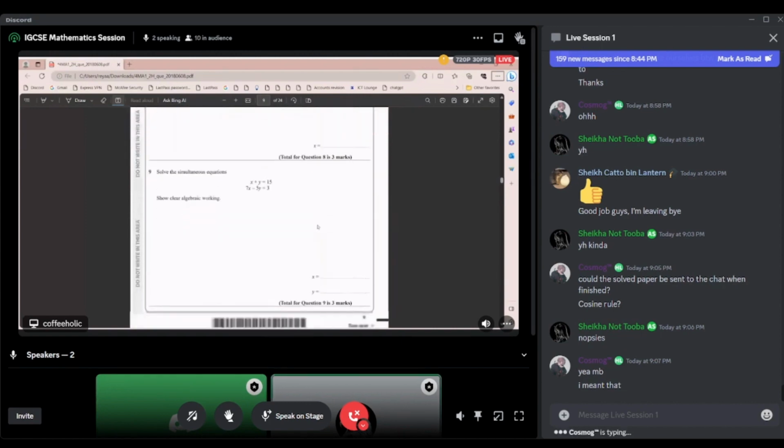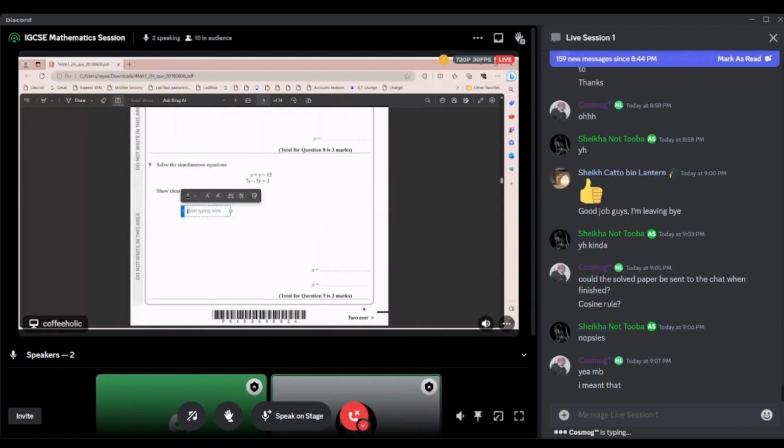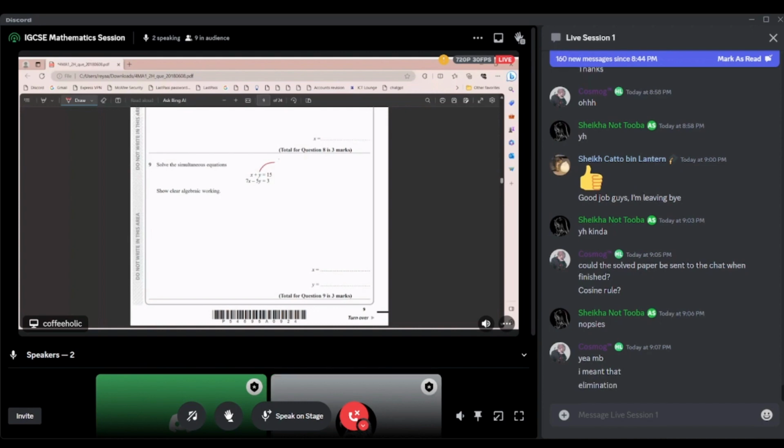Yep. Okay, so for this question, it's a simultaneous equation one, pretty straightforward. So you basically equate one of the x's in the first equation, so x plus y equals 15. You times the whole of that. We can do times 5, because minus 5y is already there, which would give you 5x plus 5y equals 75. Yep, it is technically elimination, yeah. And you can solve by substitution as well. It is absolutely no problem. Yes, yeah, so 5x plus 5y equals 75.